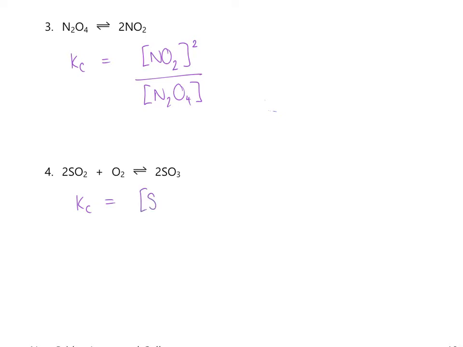And then for example 4, we've got Kc is equal to the concentration of our product, well, our only product is sulfur trioxide, SO3, to the power of its balancing number. Its balancing number is 2, so it's SO3 squared over the concentration of our reactants. First reactant is sulfur dioxide, but it has a balancing number of 2, so we've got to put that to the power of 2, so SO2 squared, times by the concentration of our oxygen. No balancing number in front of the oxygen, so I don't need to include a power.